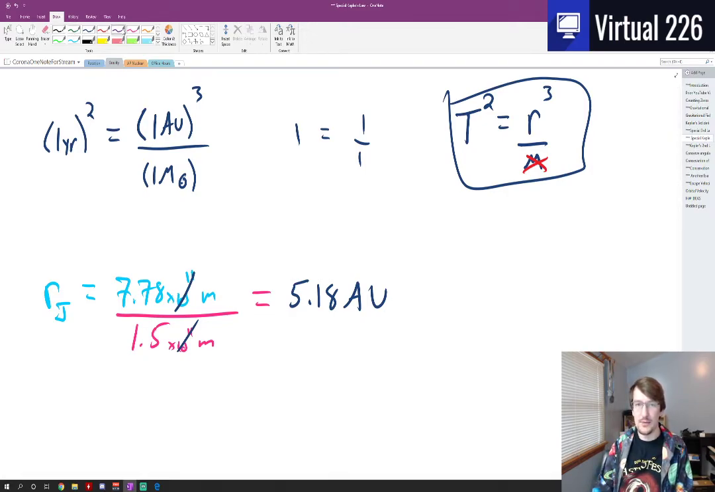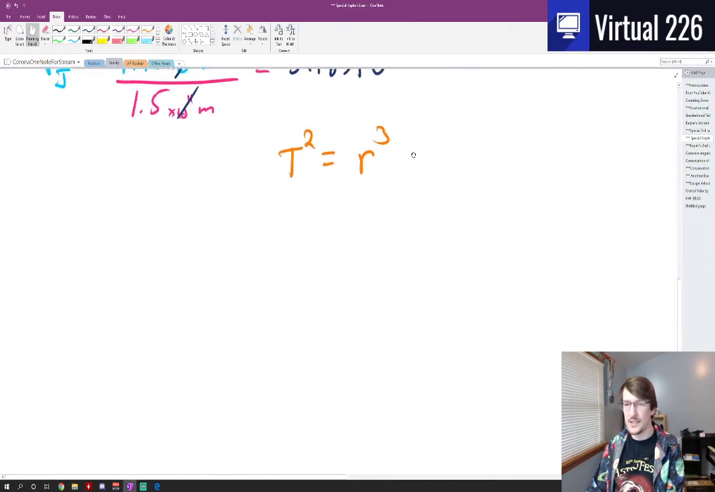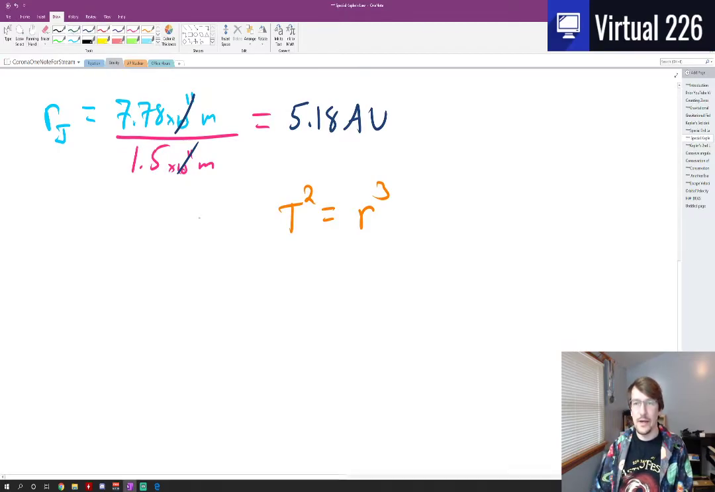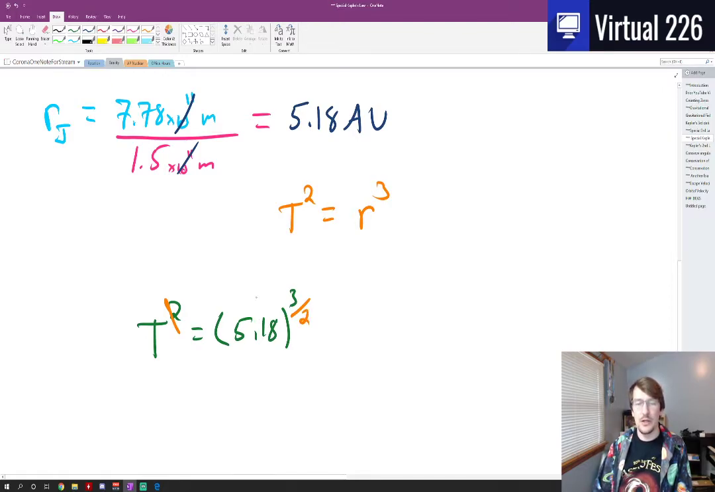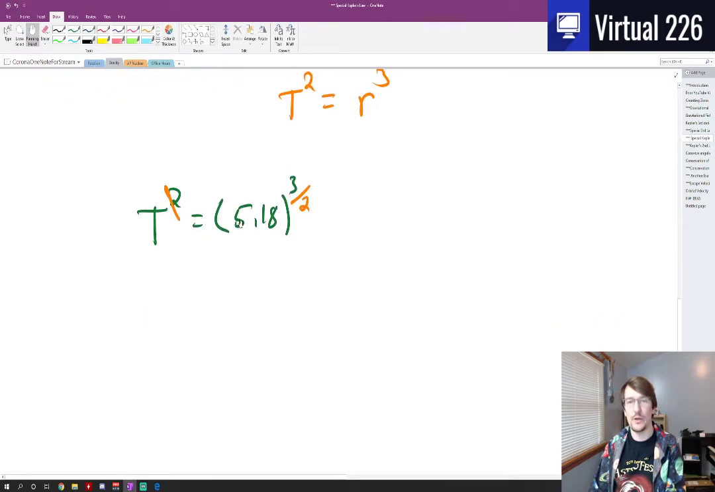Well, with just that, we're pretty much done here. I can now just say that T squared equals R cubed. And in our case here, I can just say that the period of Jupiter squared equals 5.18 cubed. If I want to get rid of the squared, I need to take the square root on each side. Remember, taking a root is like taking something to a fractional power. So I can take this to the 3 over 2 power, or the 1/2 power, and find the period. That's a quick way of doing that.